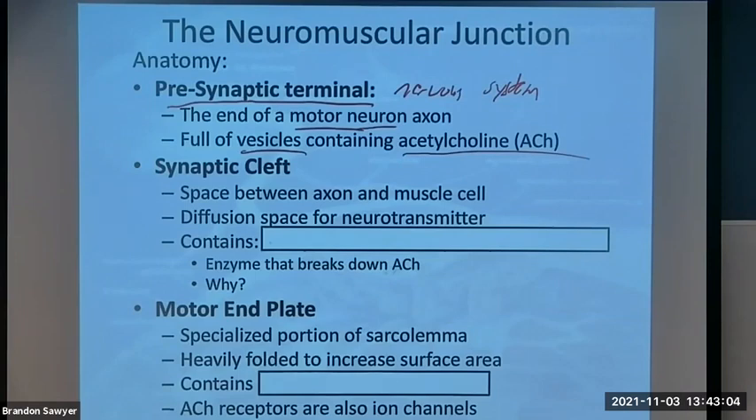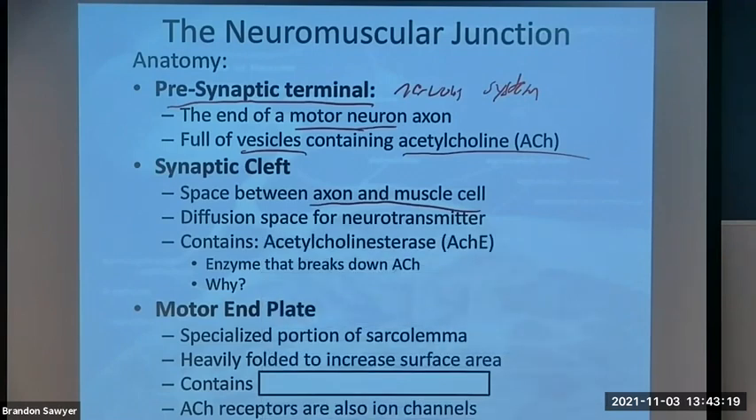And then in between the two, we have just a space, and that's called the synaptic cleft. It's the space between the axon and the muscle cell. This is the diffusion space for the neurotransmitter. The neuron releases the neurotransmitter, it diffuses through there, and then makes its way over to the skeletal muscle.